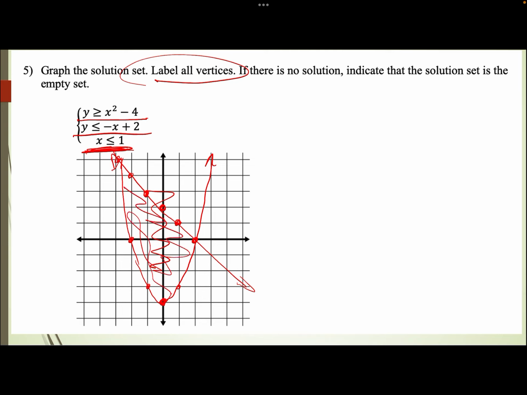Okay, then I have one more to graph. This is a vertical line at 1, and it's also equal to, so I go like that, and it's less than. So now I've taken out this little piece right here, and my shading is this, and my vertices are here and here.